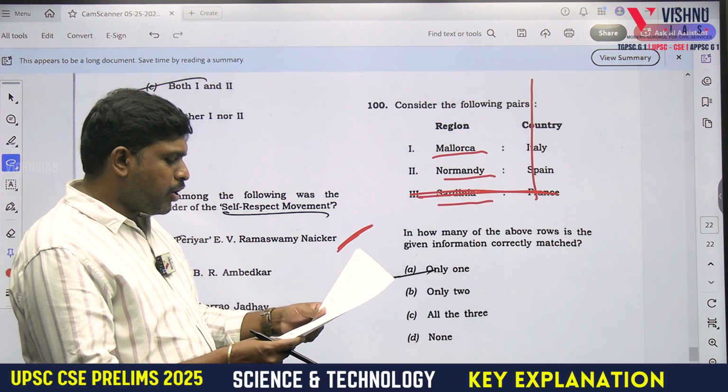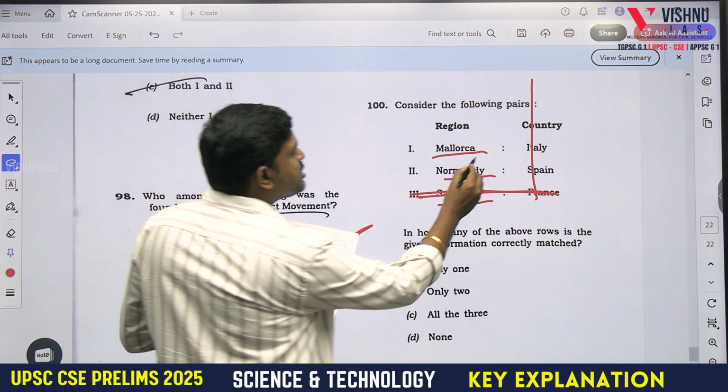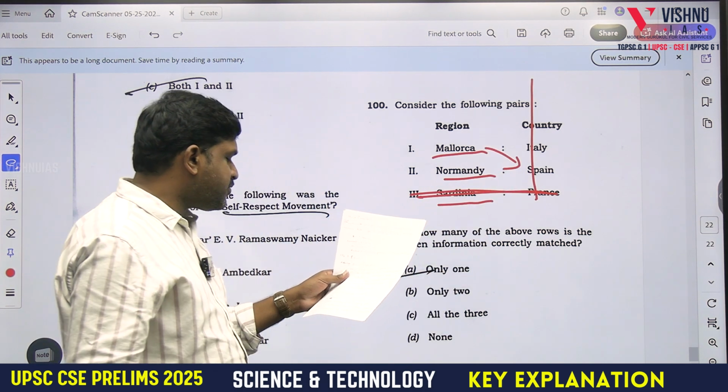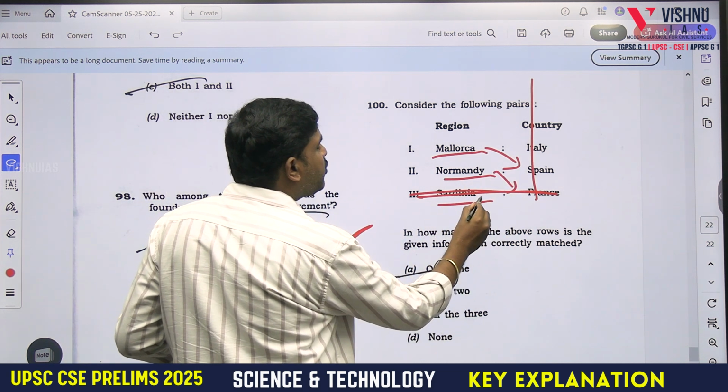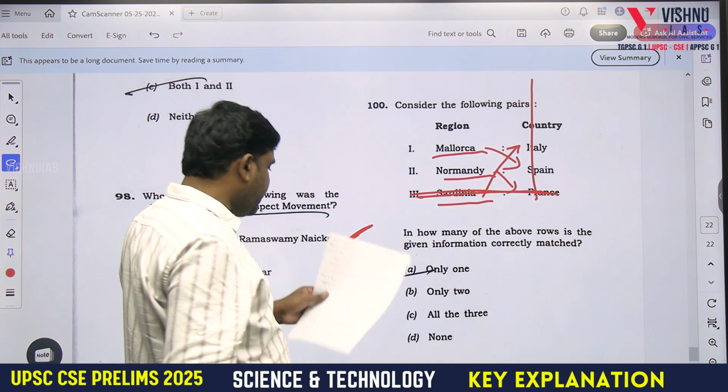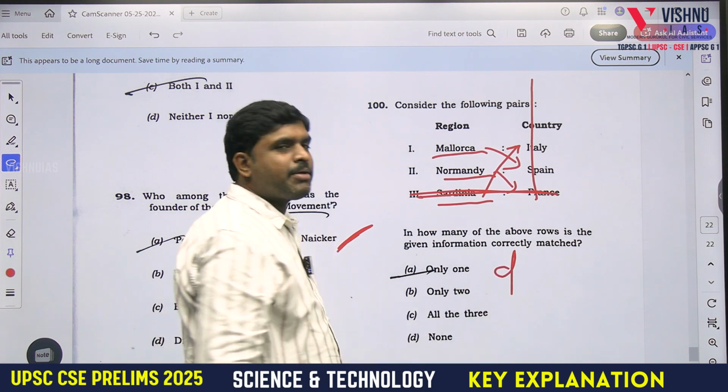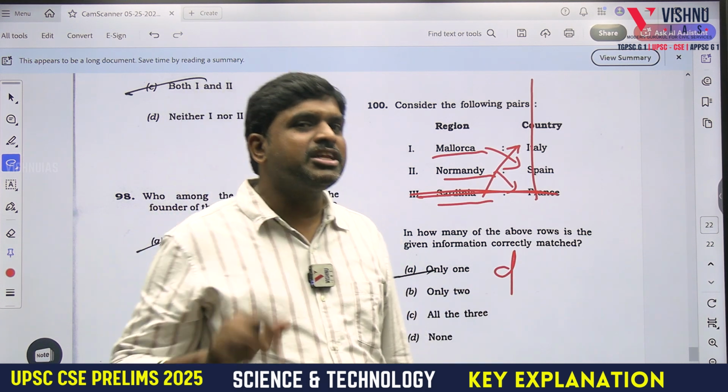See, Mallorca is part of Spain. Normandy is part of France. And I told you Sardinia is part of Italy. So answer is what? None of the above. These are very famous regions.